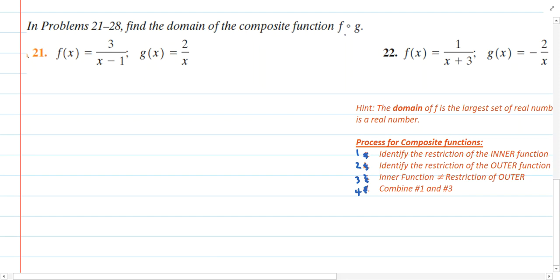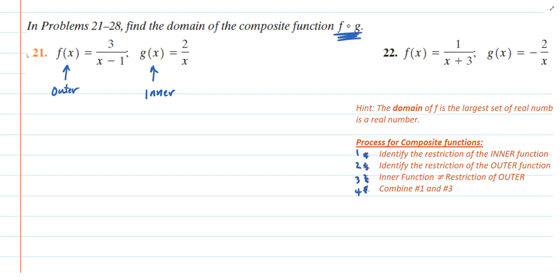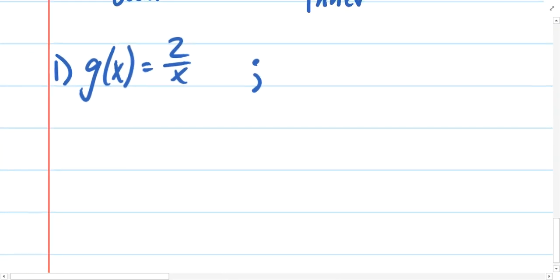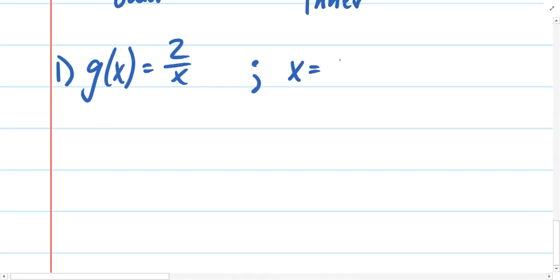In number 21, we are combining f with g, so that means that g is our inner function. We know that because it's on the right side of our composition notation, and f is our outer. So in part A, or step number 1, identify the restriction of the inner function. Well, if I've got g of x that equals 2 over x, the only restriction that I see here, because of this being a fraction, is that x is not allowed to equal 0.